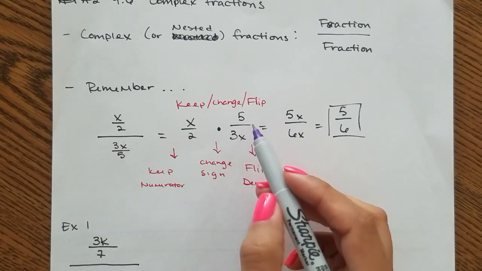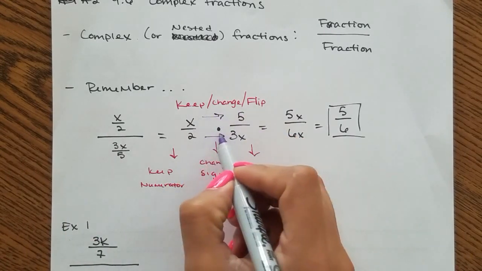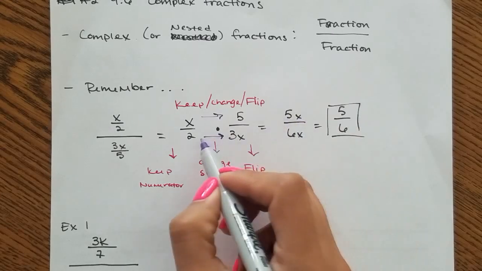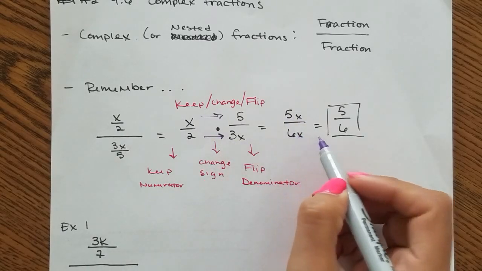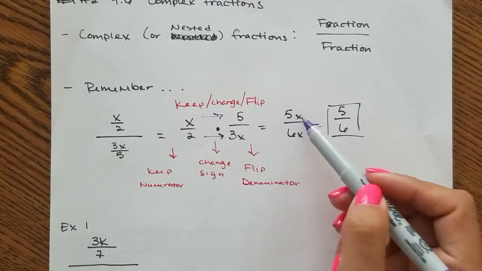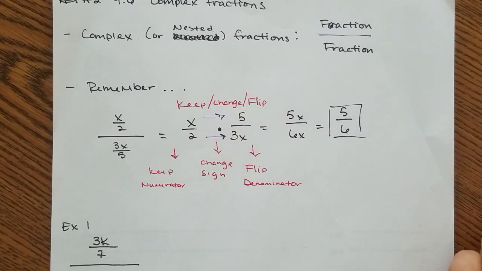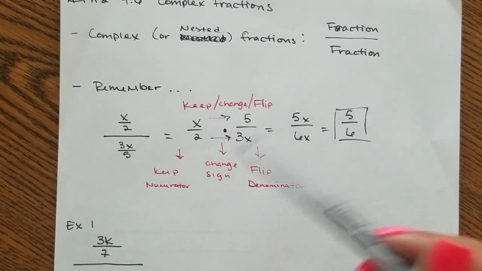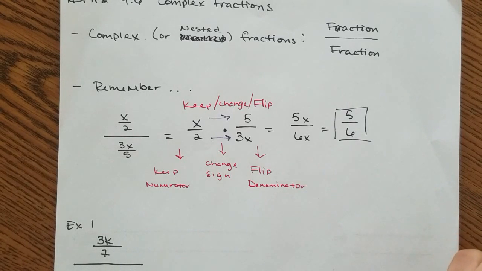Now remember that when you multiply fractions, you multiply straight across. So we have x times 5 is 5x, 2 times 3x is 6x, and then you simplify. The x's cancel out, and so we're left with 5 over 6. So make sure you understand this process before you carry on here.